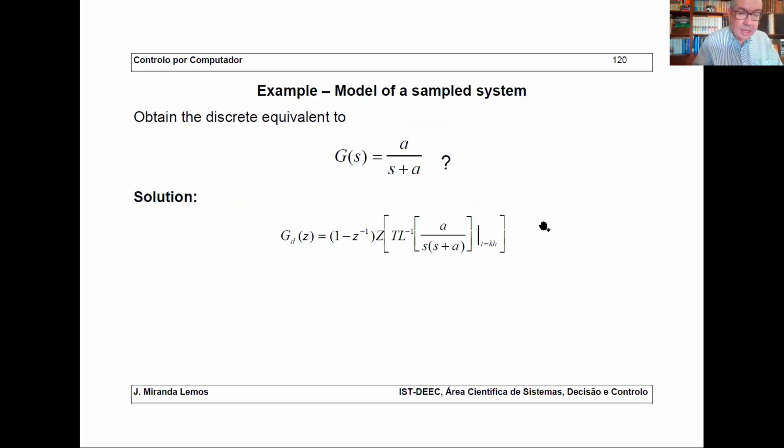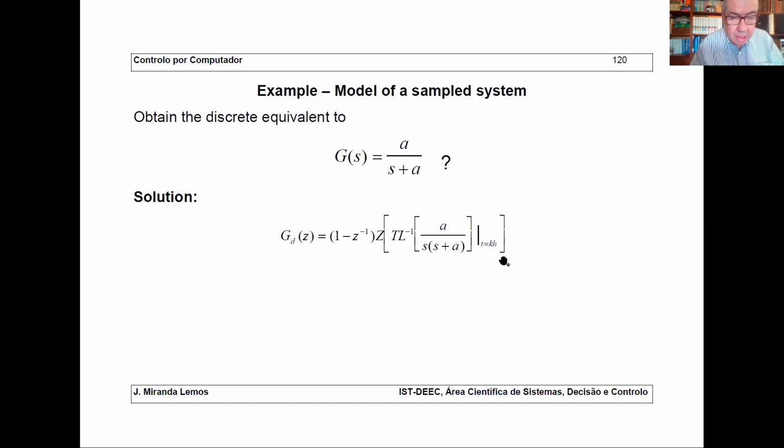Okay, let's see the example. The example is very simple. G of S is A divided by S plus A. A is a parameter, I assume that I know A. And I ask, what is the discrete equivalent to G of S? So the answer is replace G of S by A divided by S plus A in our horrible formula.